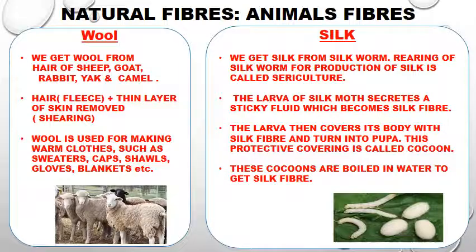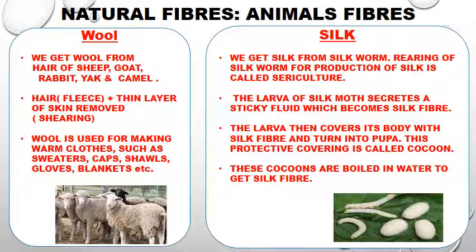Now let us study natural fibers which we get from animals, like wool and silk. Wool is obtained from the fleece of sheep, goat, rabbit, yak and camel. And removing of fleece from sheep is called shearing. After shearing, the wool is cleaned and then combed by a machine. After that, the wool is spun into fibers which are then knitted to make woolen clothes either by hand or by machines.